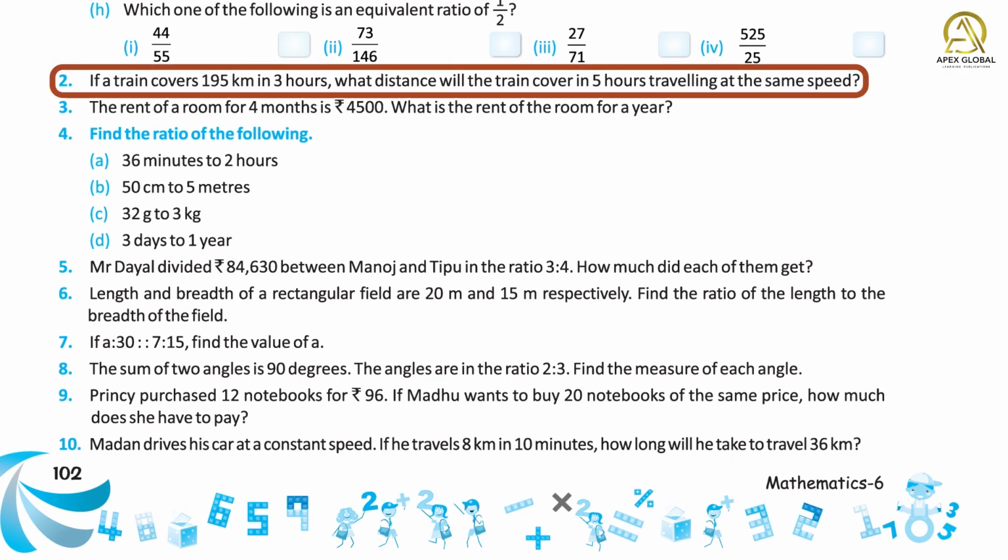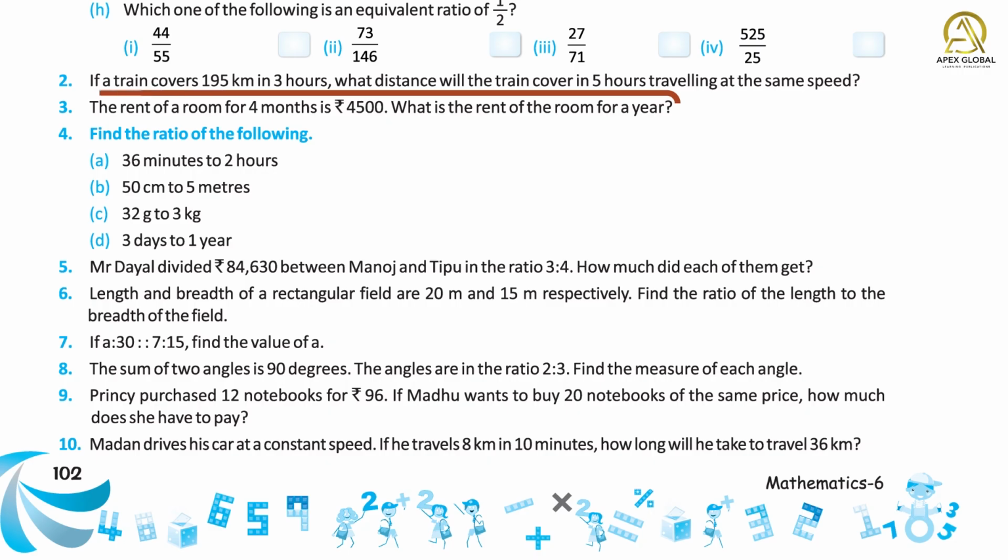Question 2. If a train covers 195 km in 3 hours, what distance will the train cover in 5 hours traveling at the same speed? Solution: 325 km. Question 3. The rent of a room for 4 months is rupees 4,500. What is the rent of the room for a year? Solution: rupees 13,500.